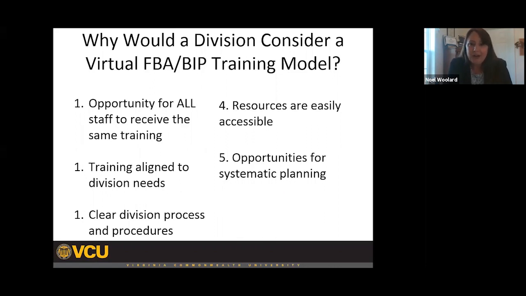So Lauren and I are going to share 5 different reasons that we believe that using a virtual FBA and BIP training model may benefit a school division and also may lead to sustainability within a school division of specific initiatives.